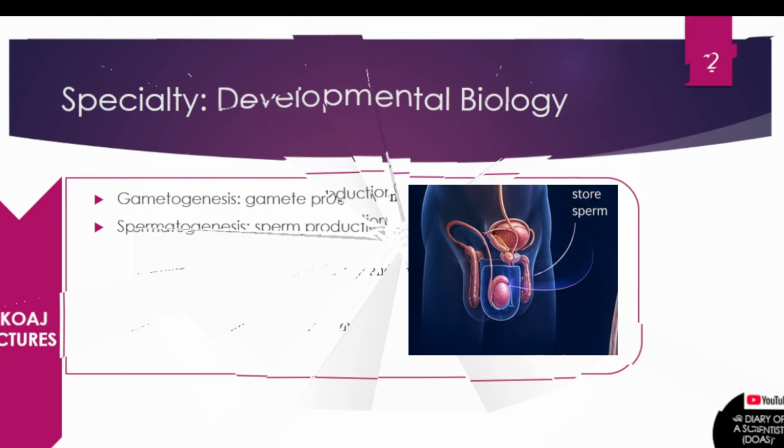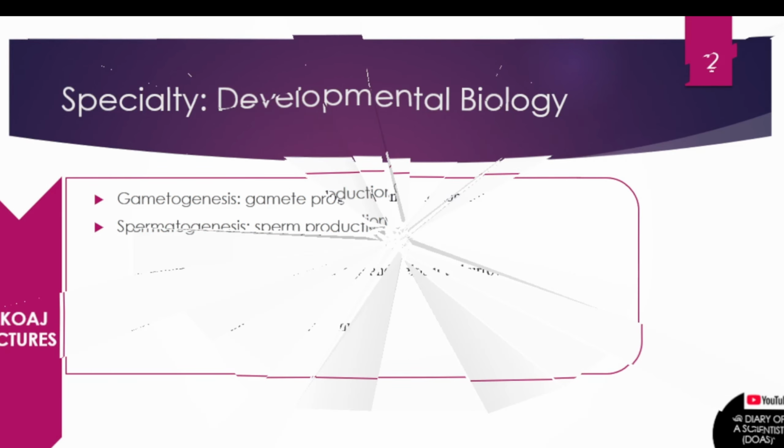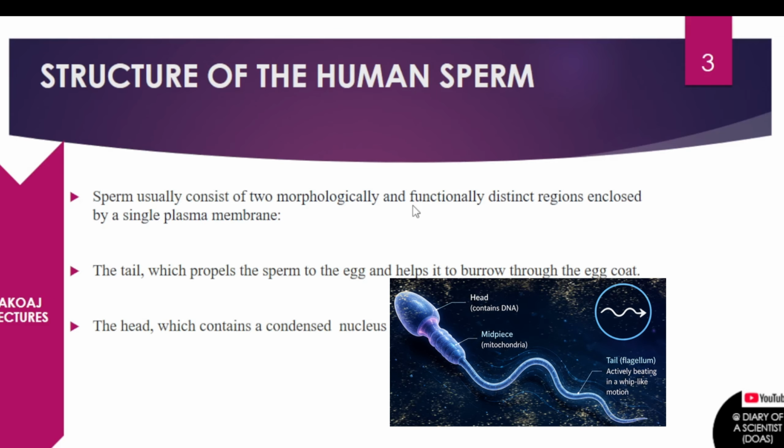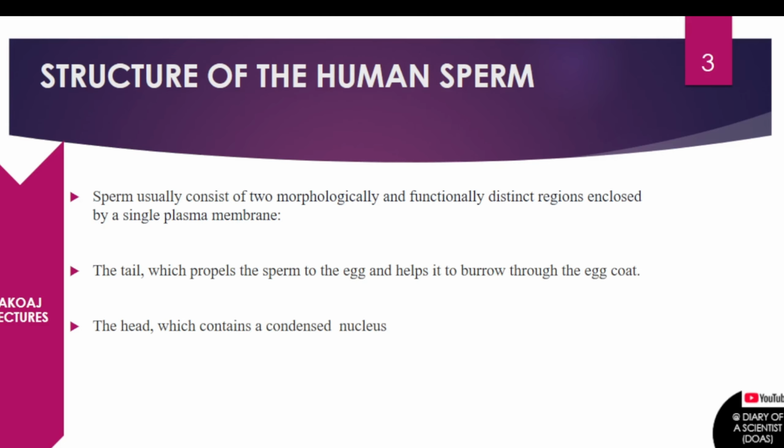The sperm cell is unique in that it consists of two morphologically and functionally distinct regions. These regions are the head and the tail. The tail is formed from the cytoplasm of the sperm cell. The tail propels the sperm so that it can fuse with the egg to produce an offspring. The head contains the condensed nucleus that houses the chromosome. Now, depending on the chromosome type, we have the X chromosome and the Y chromosome. These chromosomes determine the sex of the offspring.